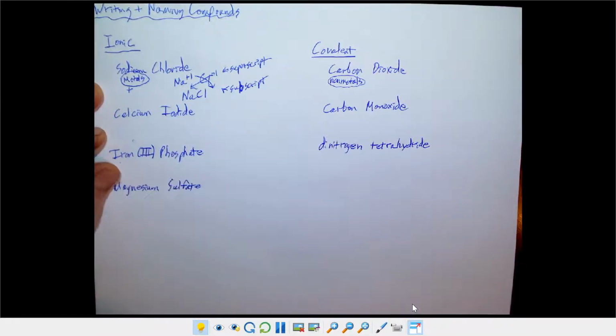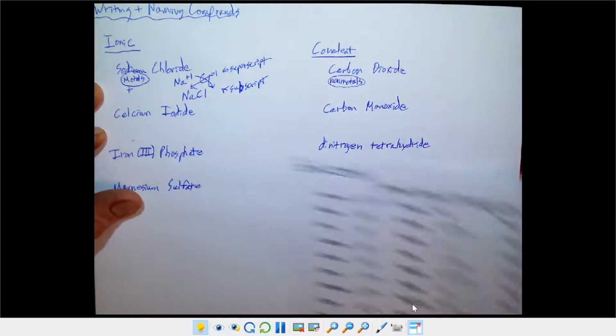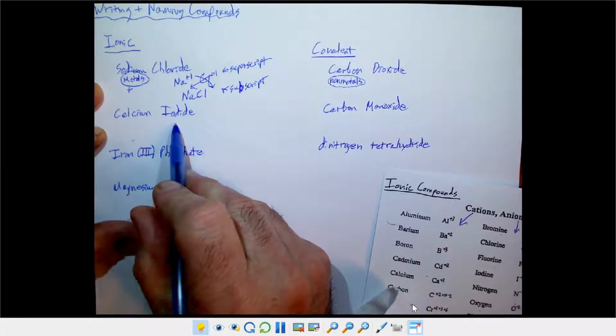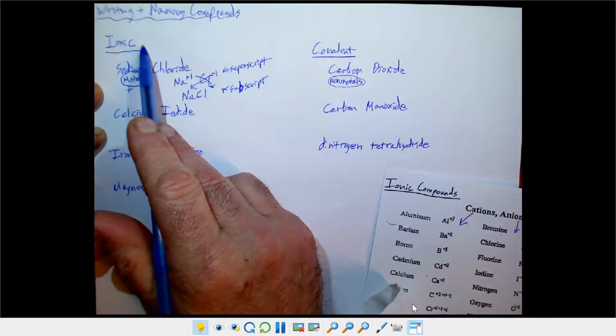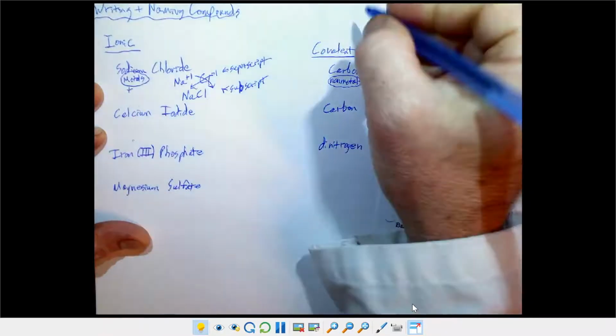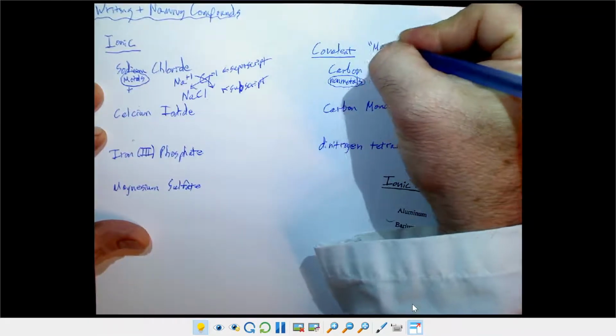All right, on to the next element, or next compound. Now, we can't call these guys molecules because they're ionic bonded together. They're not covalently bonded. We could call these guys molecules if we wanted.